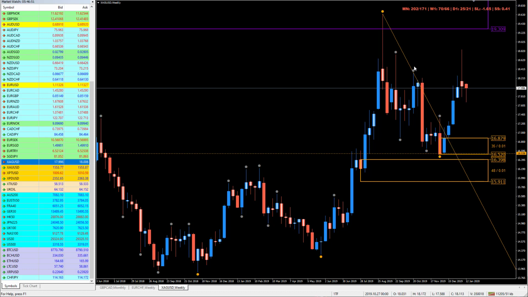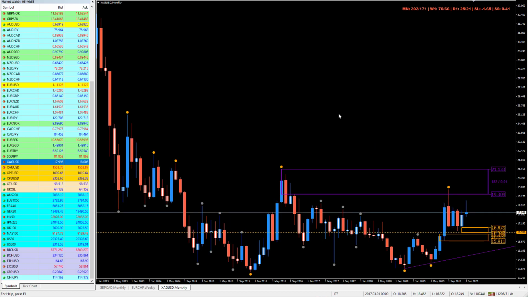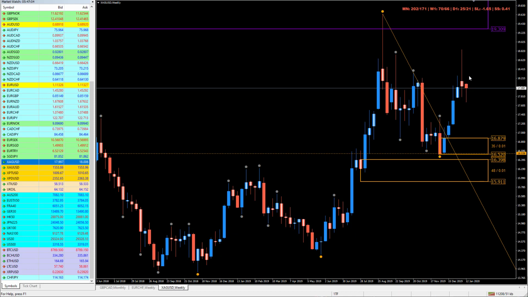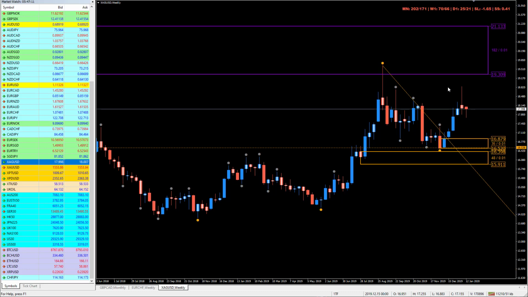And when price managed to leave here, we moved above this one and we moved above this one. But notice that we are located at monthly supply, which makes this a little bit dangerous, because we don't know what's going to happen. This could be price just looking for liquidity to drive price lower, and we'll have a deeper retracement in order to push price higher.